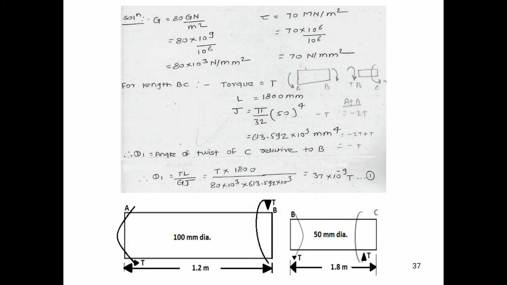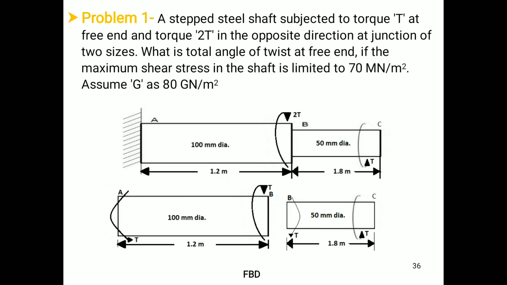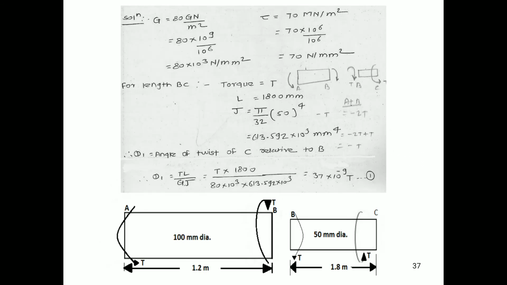Remember that we have to find out the value of the total angle of twist. As per the numerical, we have to find the total angle of twist at its free end. So the total angle of twist at its free end will be the summation of theta 1 plus theta 2, that is theta of AB plus theta of BC.